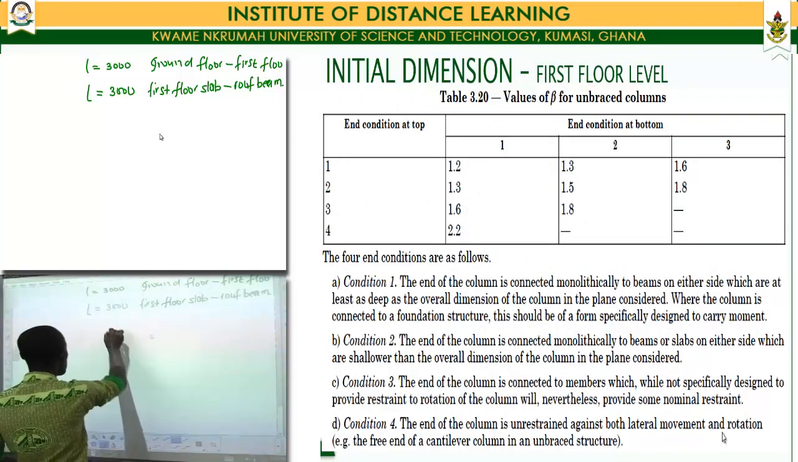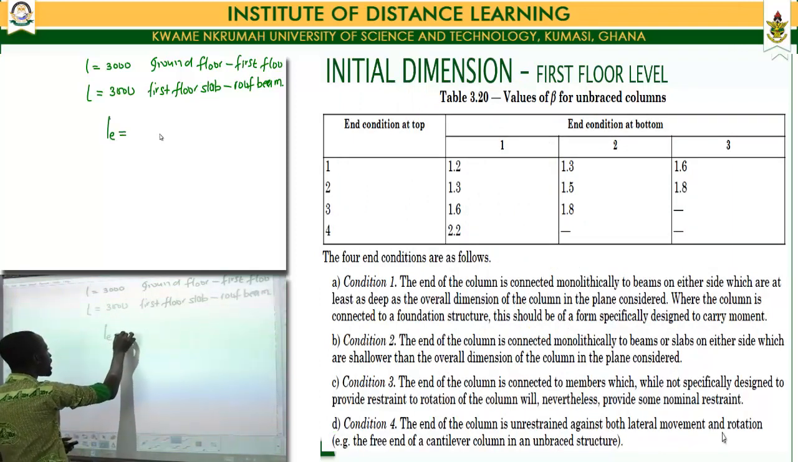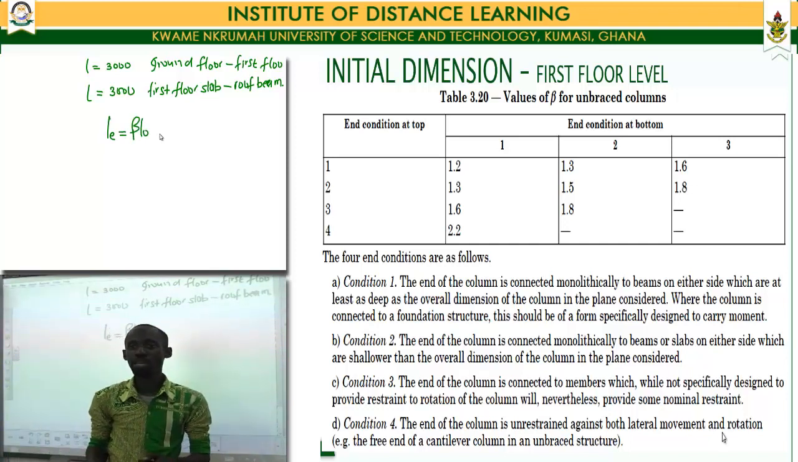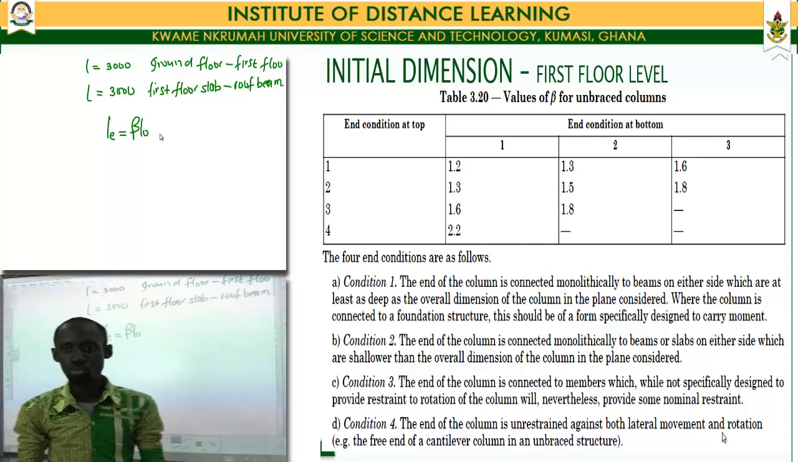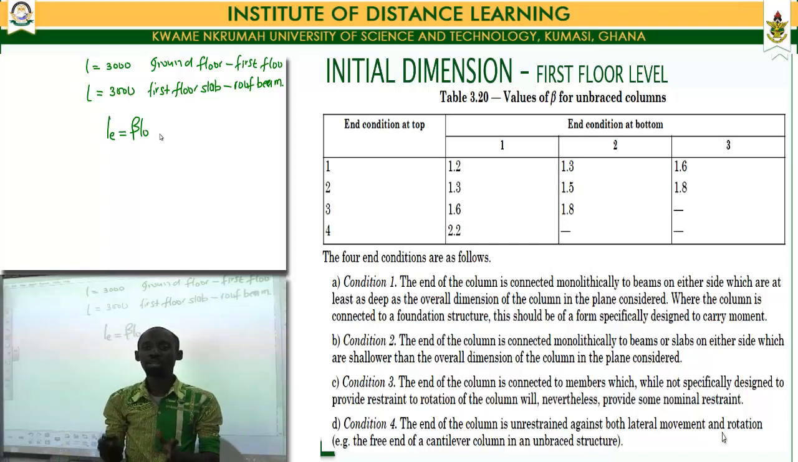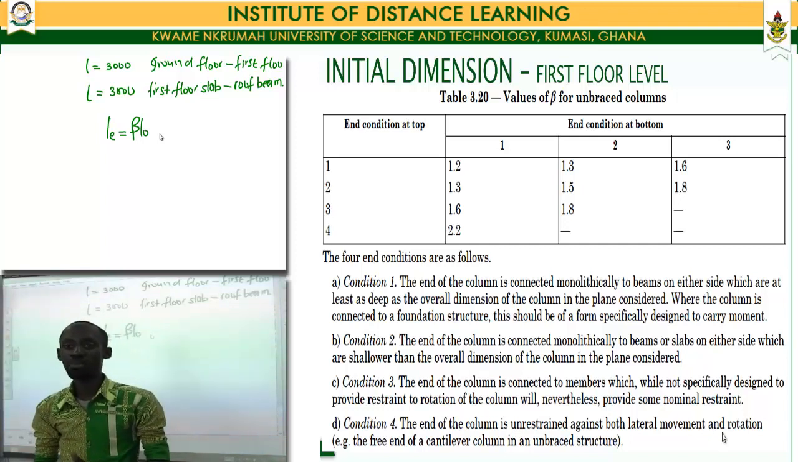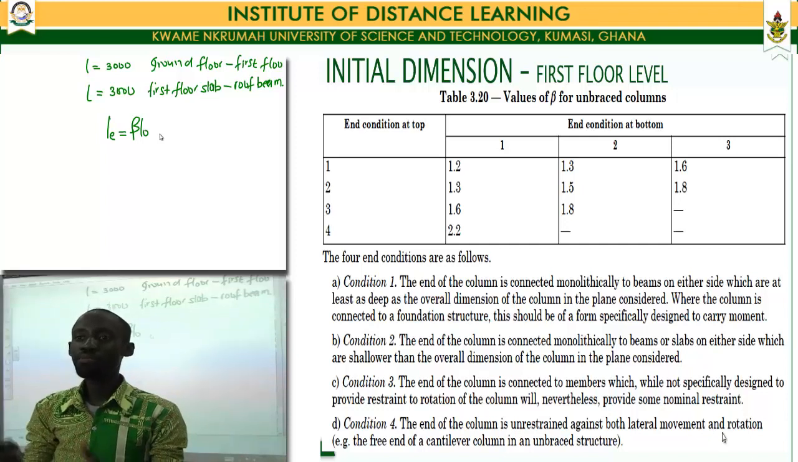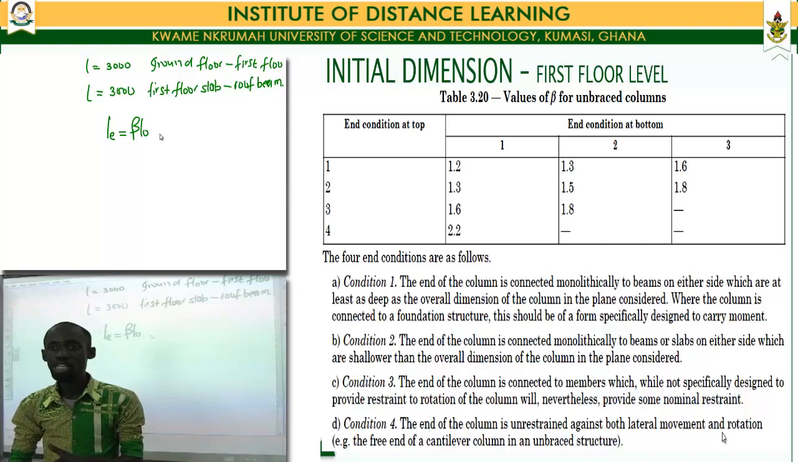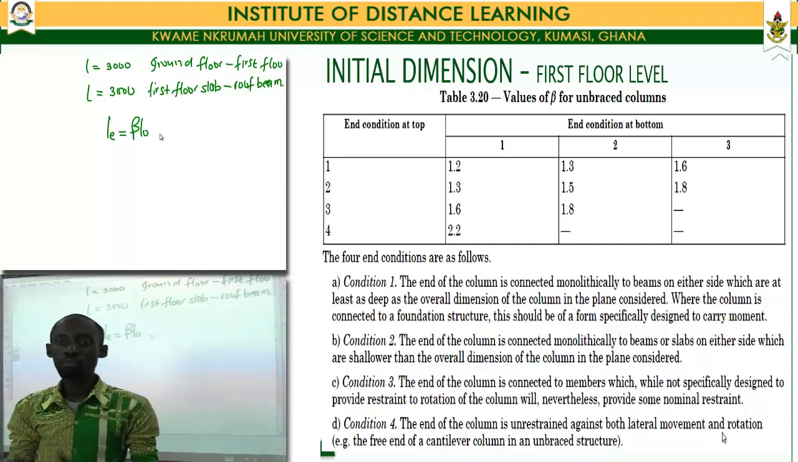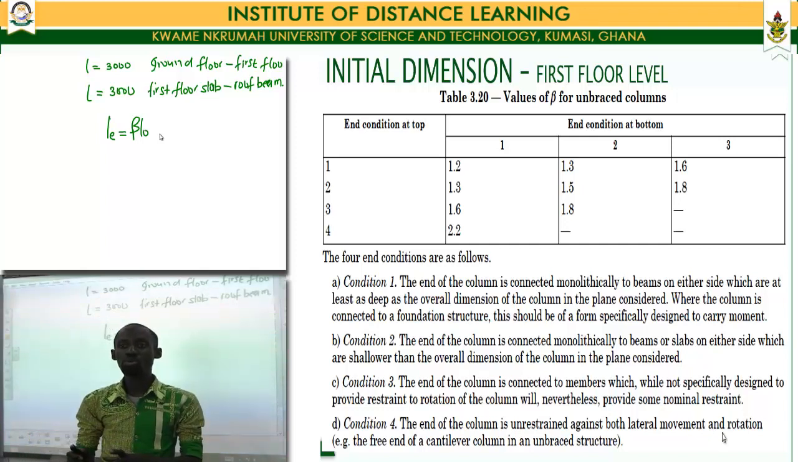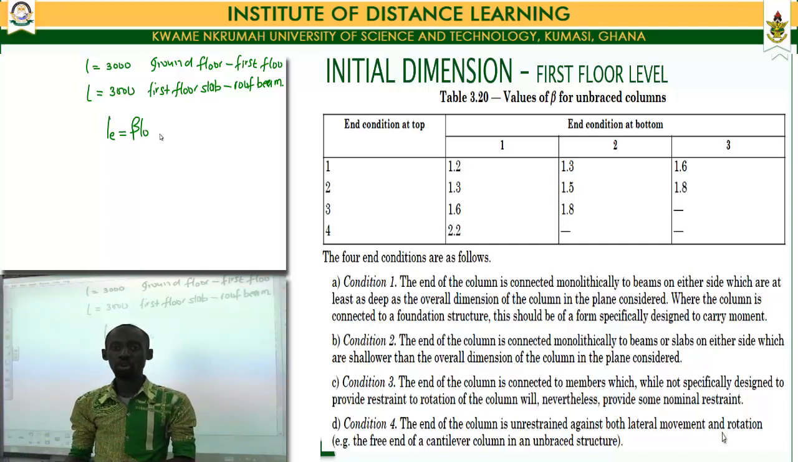The effective length of a column, LE, is given as beta LO, where the beta values are given in tables within the design code. If we go to our BS code, particularly table 3.19 and table 3.20, it gives various values for our beta for both the unbraced and the braced column. Now, because we are dealing with an unbraced column, we would focus our attention on table 3.20, which gives the values of beta for the unbraced column.